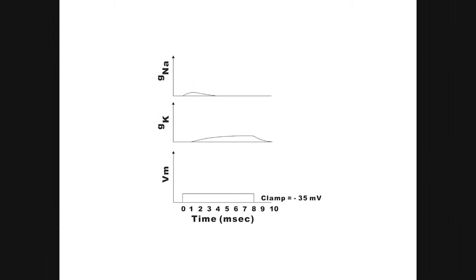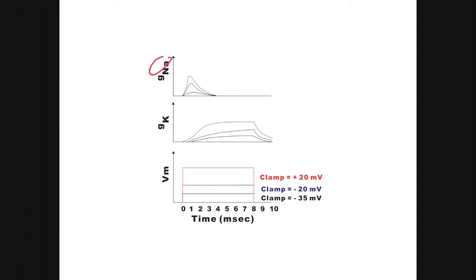Here is a depolarization to minus 35 millivolts. Here's your change in sodium permeability. And look, you're seeing changes in potassium permeability as well. Greater depolarization, greater change in potassium permeability, greater depolarization, a greater change in potassium permeability. So just as there are voltage-dependent changes in sodium permeability, there are voltage-dependent changes in potassium permeability.